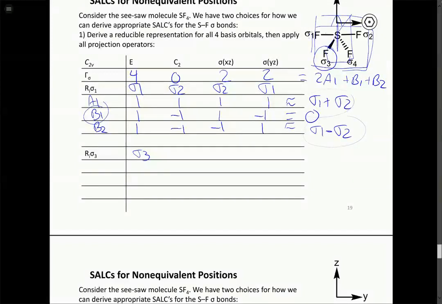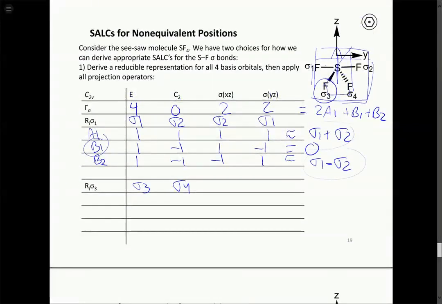C2 is going to interchange sigma 3 with sigma 4. Sigma xz is the plane of the board that includes sigma 3 and sigma 4, so that keeps them the same. And then the yz, which is the plane of the page itself, is going to interchange sigma 3 with sigma 4. And then we again apply all of the projection operators. We have an a1, a b1, and a b2.